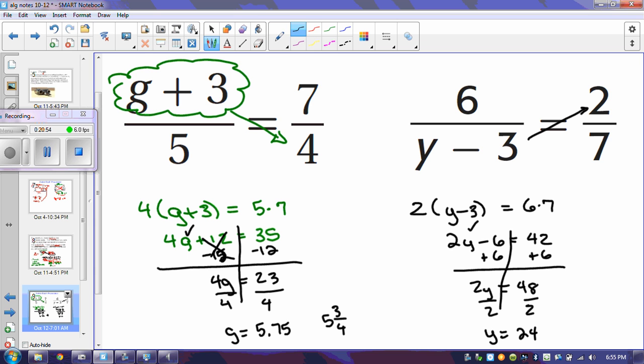Make sure you're going back and checking your answers. If you put 24 in for y, you would have 6 over 21 equal to 2 over 7. If you divide 6 by 21, just to check a quick way, 6 divided by 21 is approximately 0.2857. 2 divided by 7 gets me the exact same decimal. So since I'm getting the exact same decimal for each side of this fraction in my check, that's how I know that my answer worked out all right.